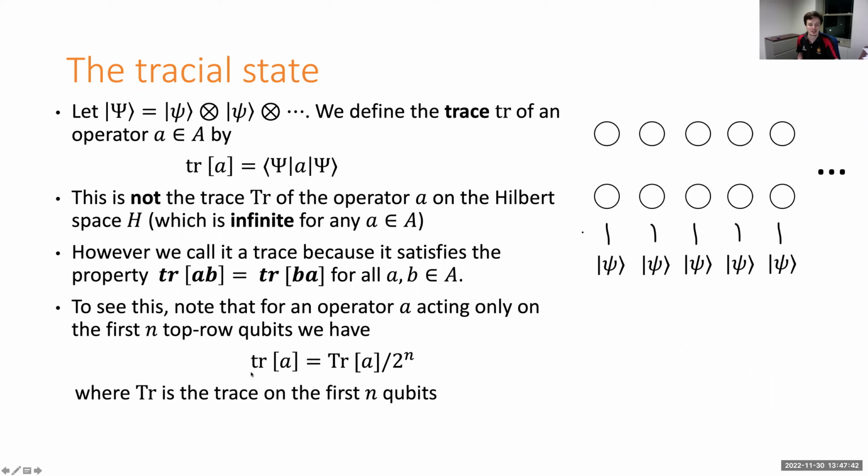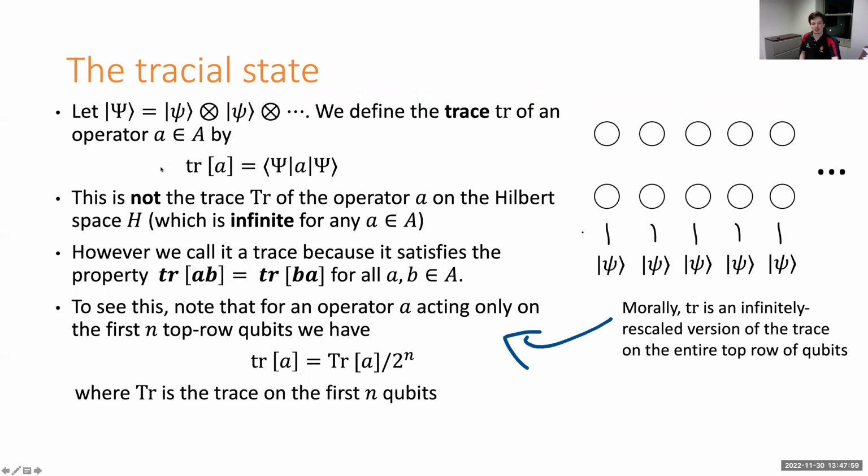Okay, in general, A and B can act on arbitrarily many qubits. But because this is true for any number n, it's also true for this trace up here. So morally, this trace we defined is sort of an infinitely rescaled trace on the entire top row of qubits, right? It's the trace on all infinitely many qubits in the top row divided by 2 to the infinity. That doesn't really make sense, but this thing certainly does because it's just the expectation value in some normalized state.